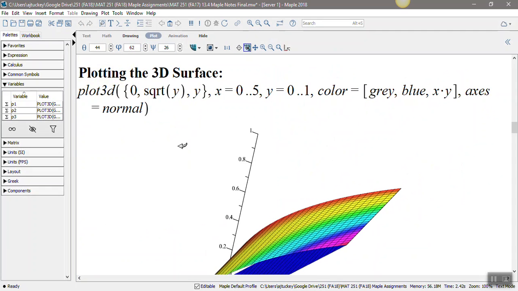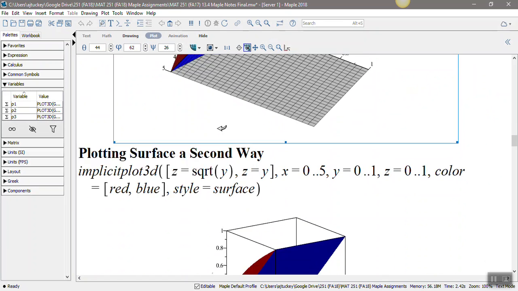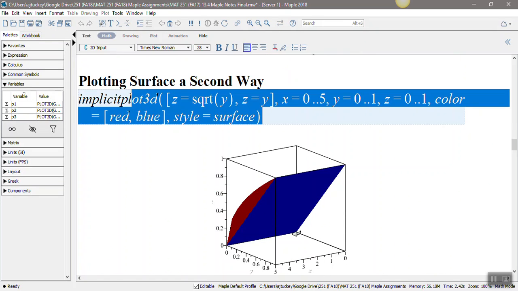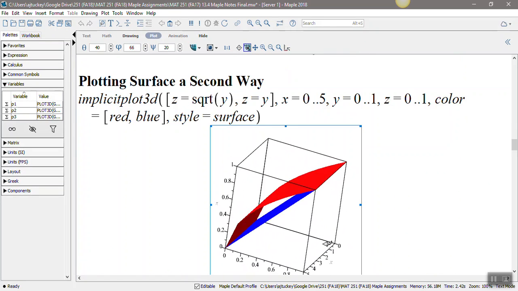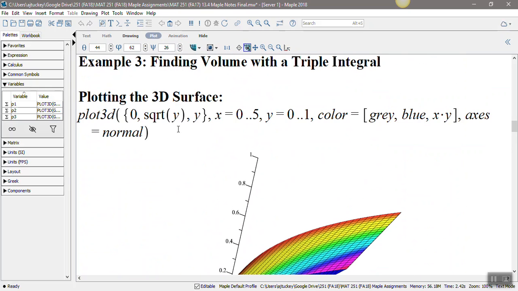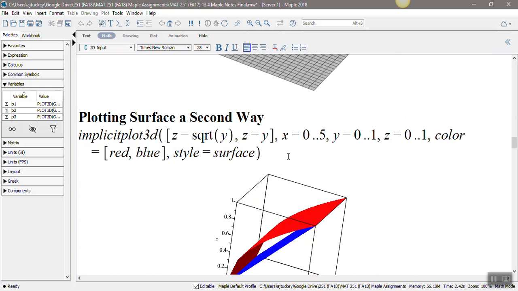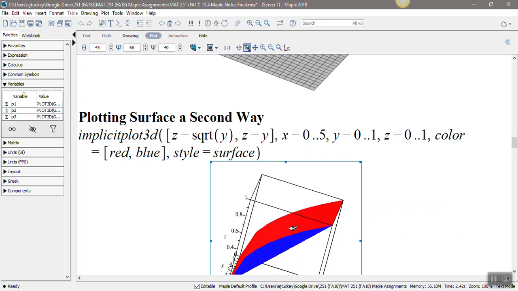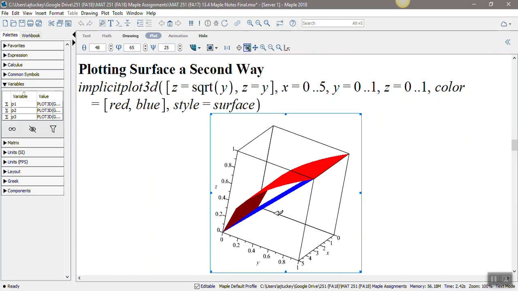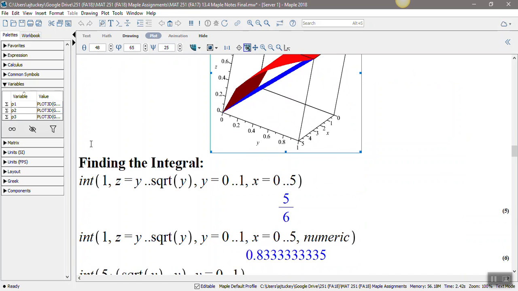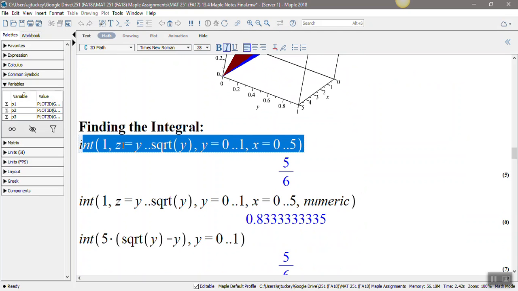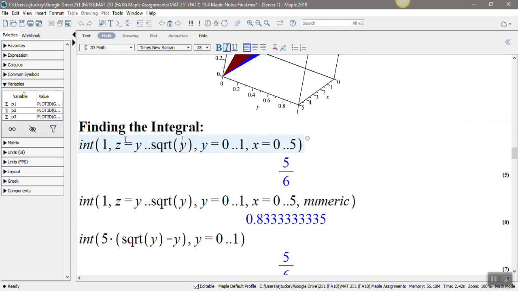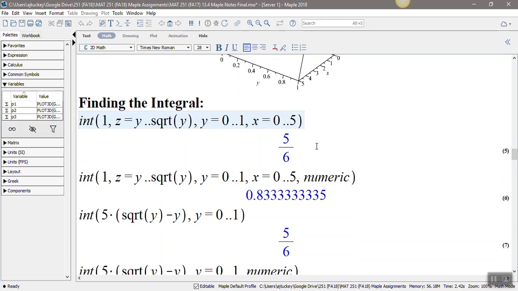And just in case you don't believe me, I actually did find it in Maple. I showed a different way to plot the same surface. So there you go. So one, I used plot3d right here, which I kind of prefer if I can use it. And then the other one I used implicitplot3d, which is fine, but it's not my favorite. And then I found the integral, you can see, with 1. So y to the square root of y from 0 to 1 for y, 0 to 5 for x. There you go. That gave the fraction. If you want a numeric answer, just type comma numeric.